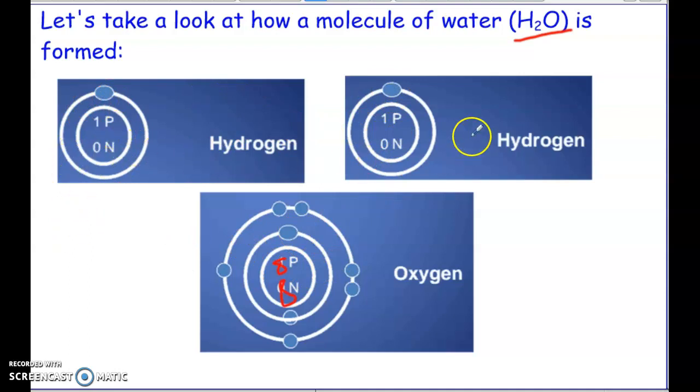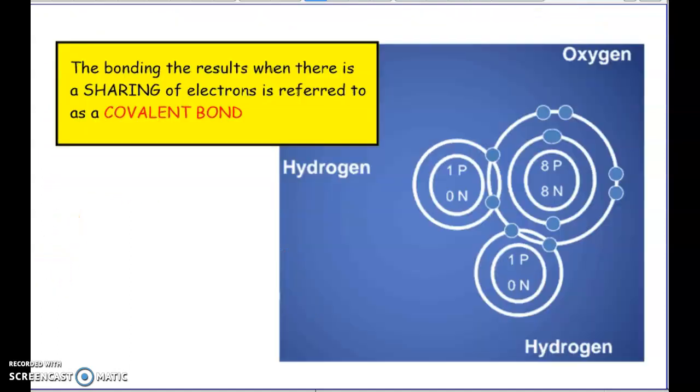So here we have 2 hydrogens and an oxygen, and we can tell how many we have by looking at the chemical formula. So you can tell oxygen has 1, 2, 3, 4, 5, 6 valence electrons. It needs 2 more. Each hydrogen has 1 and needs 1 more in order to have its full shell. Remember, the first shell can hold a maximum of 2.